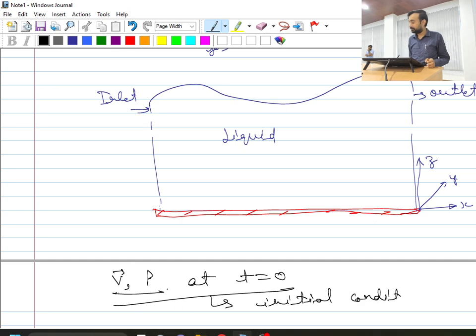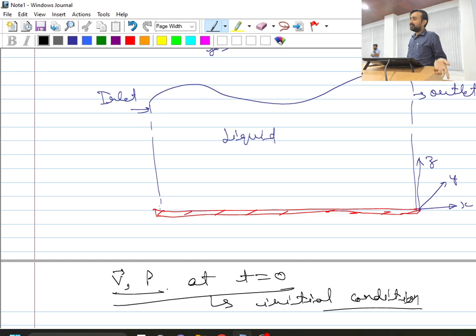Is this one clear? What I am trying to say over here? How your solution is marching will depend upon the initial state of the solution, so the initial state of the field variable. The meaning is that at t equal to 0, I have to specify the values of velocity vector and pressure at each and every point.